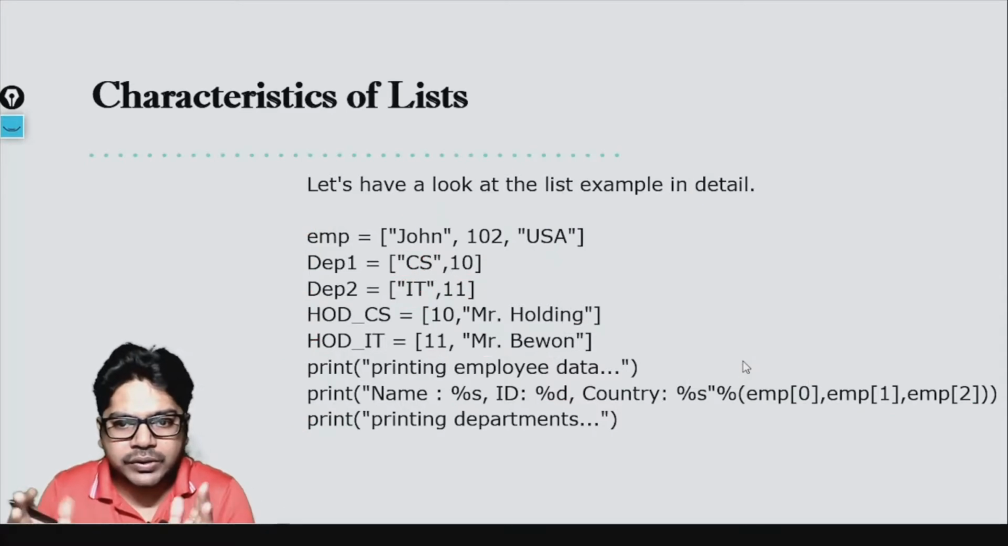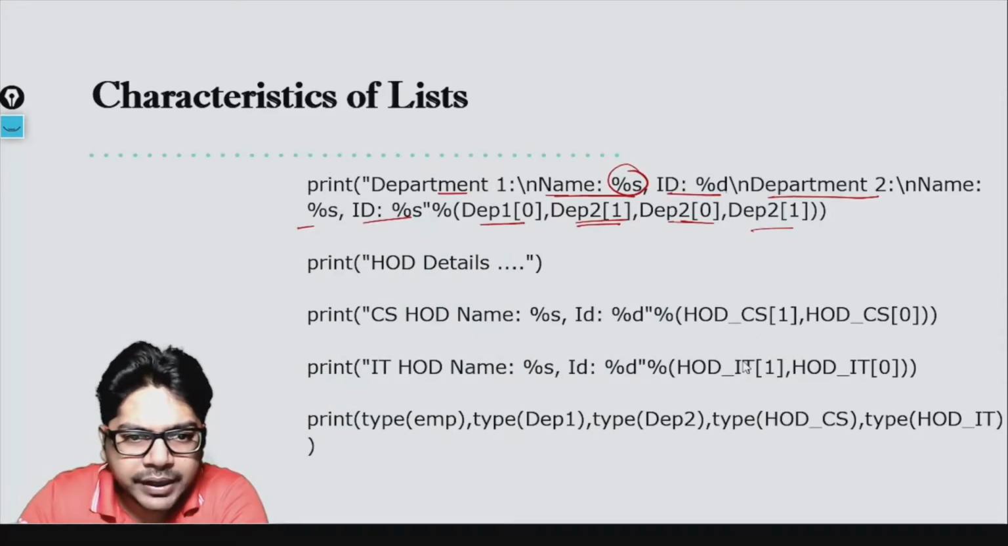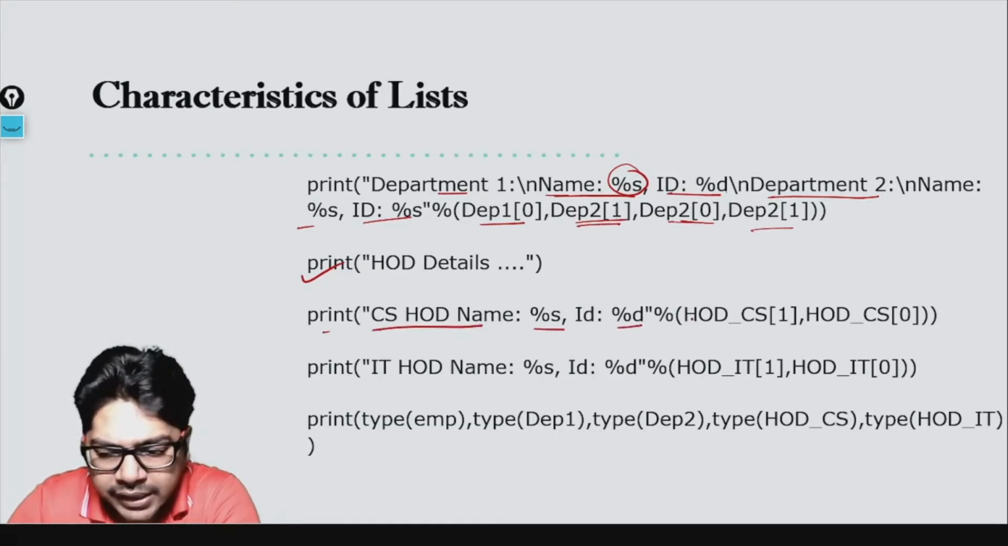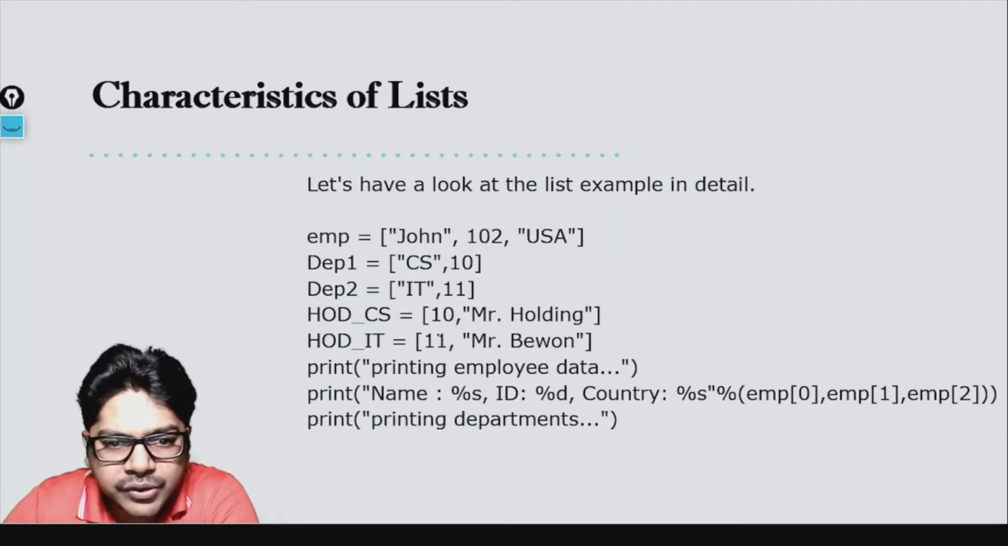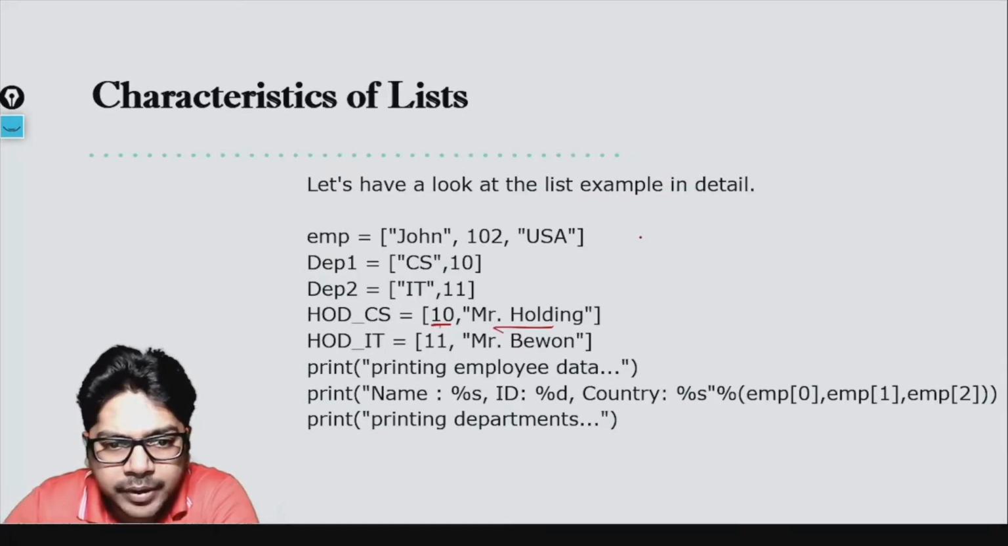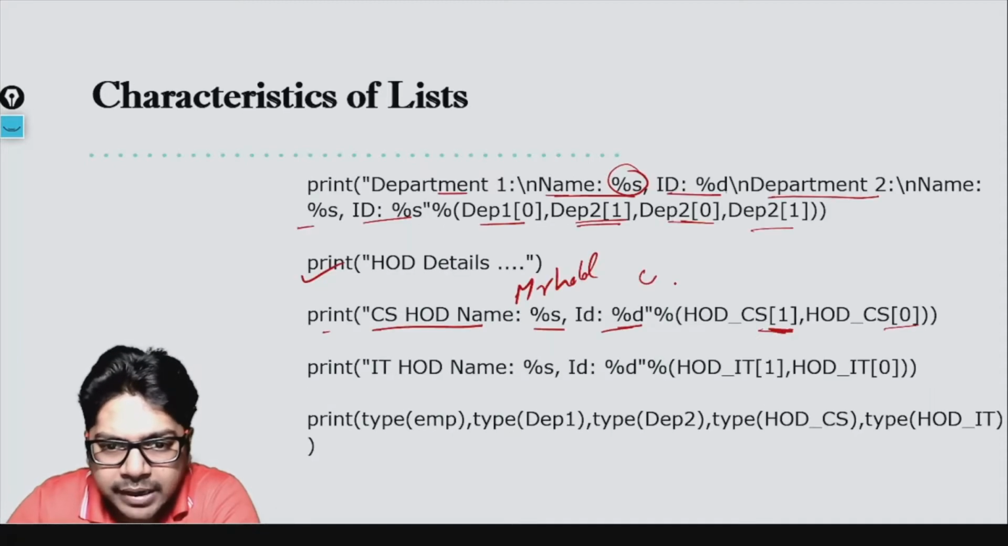You can print them using different things. And then we are printing the HOD details: CS HOD details %s, ID equal to %d, and then we have CS1[0]. So CS1[0] is what? 10, and then Mr. Holding. So first Mr. Holding will come here as the name, and then in the second case the department ID 10 will come, because 10 is the department ID. So like that it works.